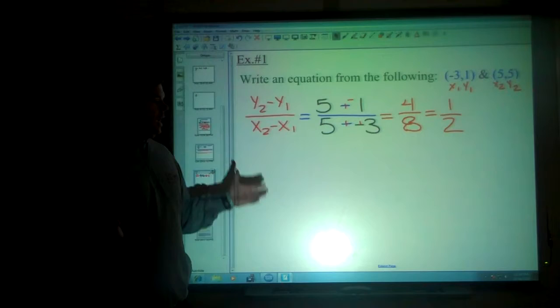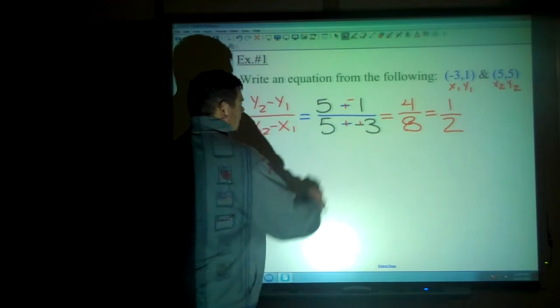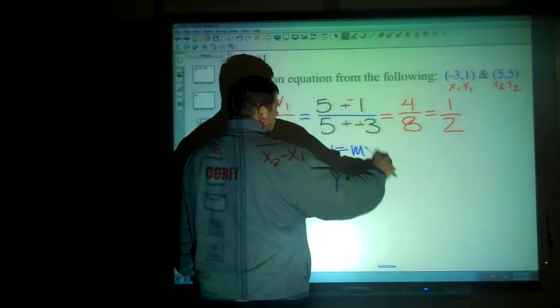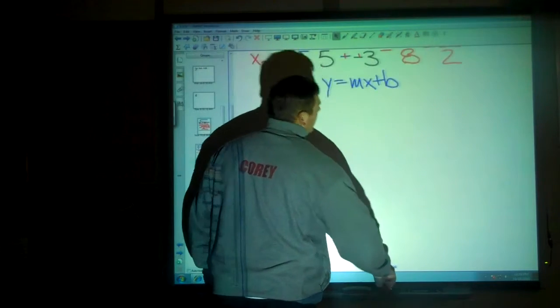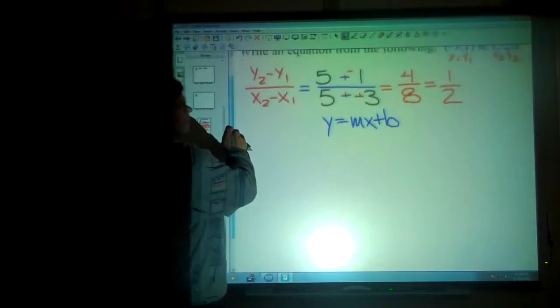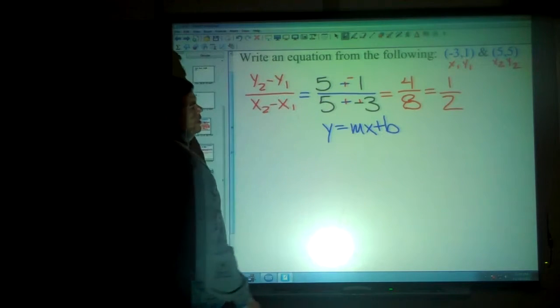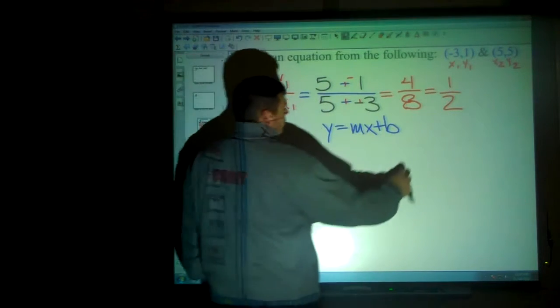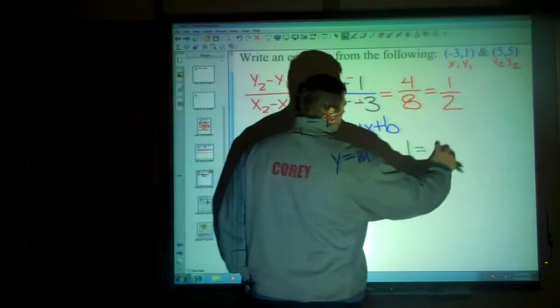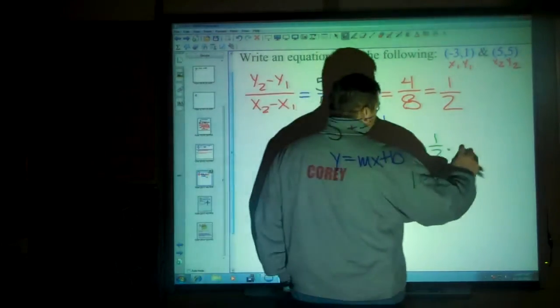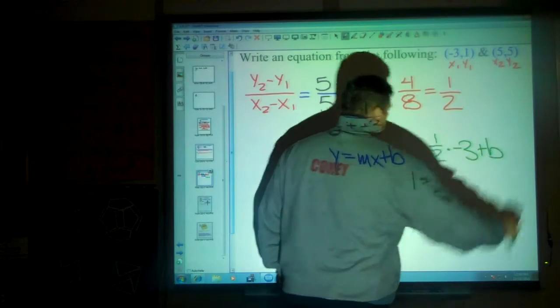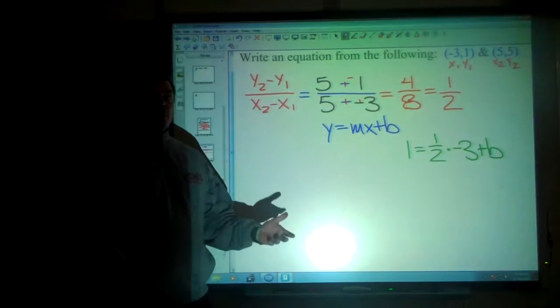Now it just becomes like the other day. We know we have y equals mx plus b. Choose one of those coordinates. It does not matter which one. Alright, I'm going to use (-3, 1). So if I use (-3, 1), I'll put a 1 in for y. Put my 1/2 in for my m. I plug -3 in for x. And what I don't know is b. And I'm going to solve for b.